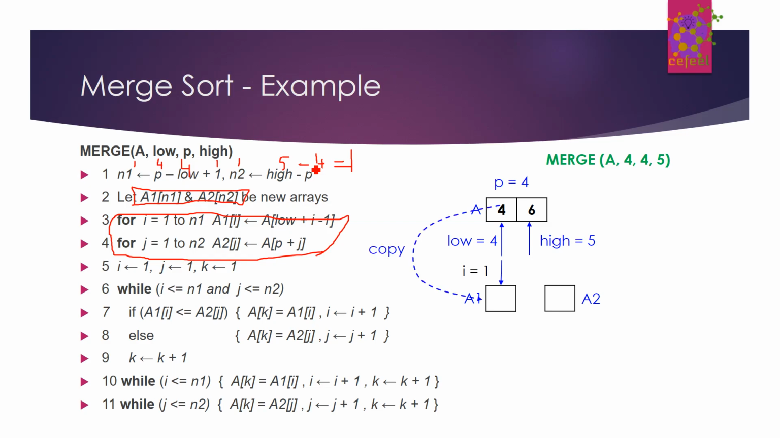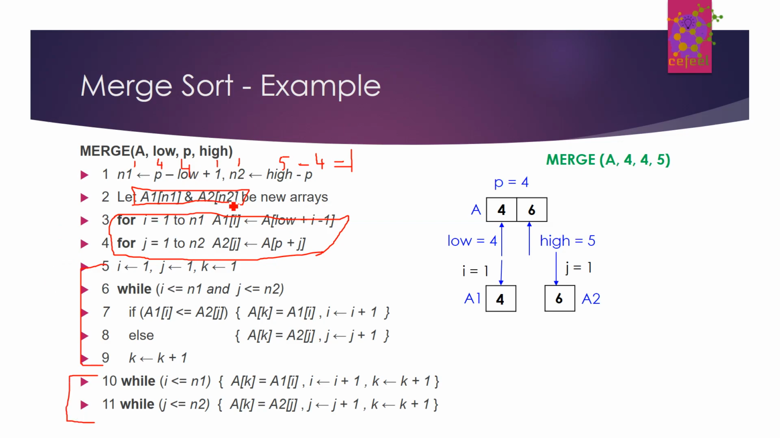So we copy 4 and then we'll have A1 with 4, we copy 6 and then we will have A2 with 6. So this is the first step. Then the second step is the merging part, which starts from step 5 to 9 in the first phase and then 10 to 11 in the second phase.